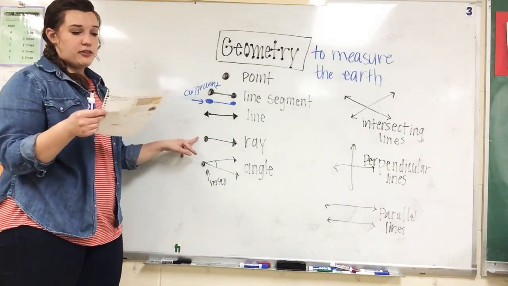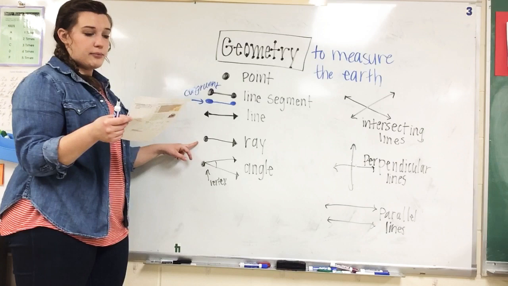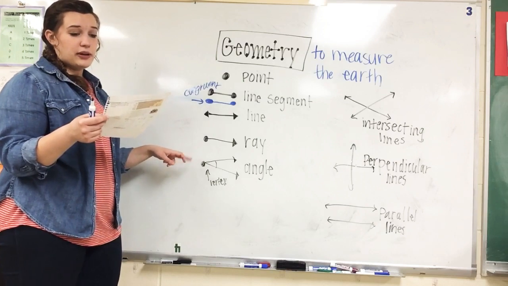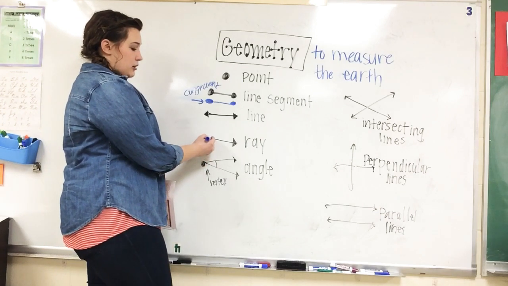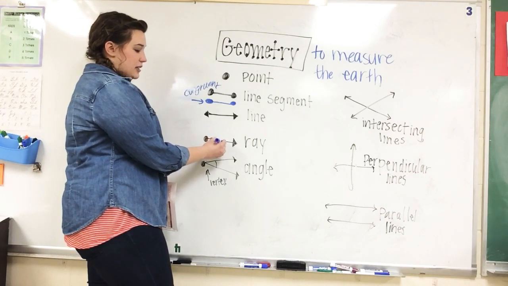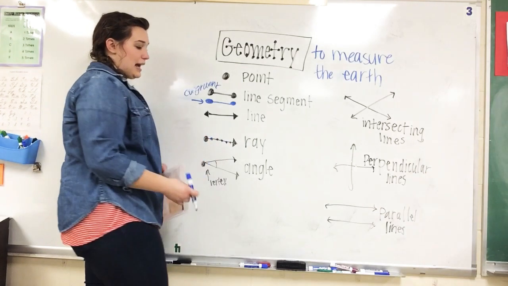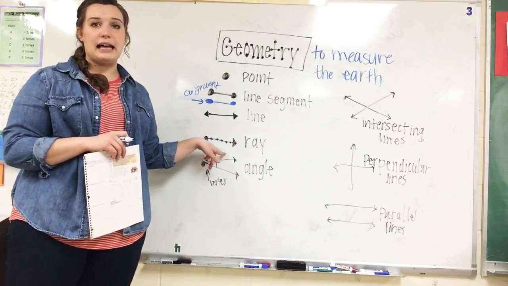Down to the next one, number five, a ray is represented by a group of points having one endpoint. So when they say a group of points, that means this line is passing through all of these different points and there's all these tiny line segments that are making up one line, okay?